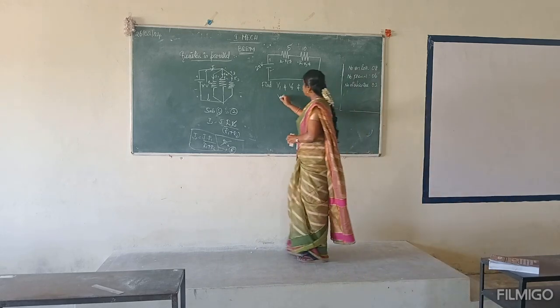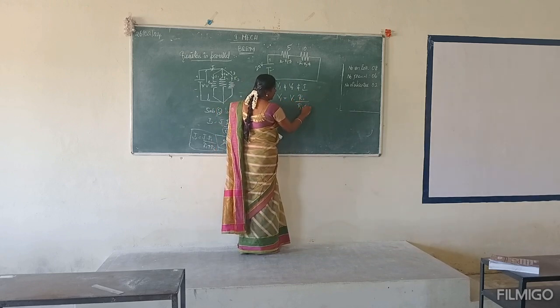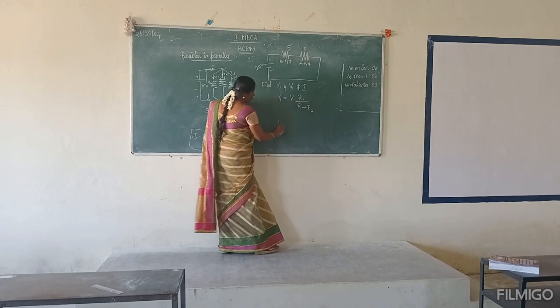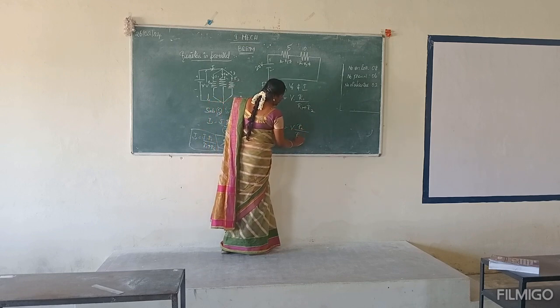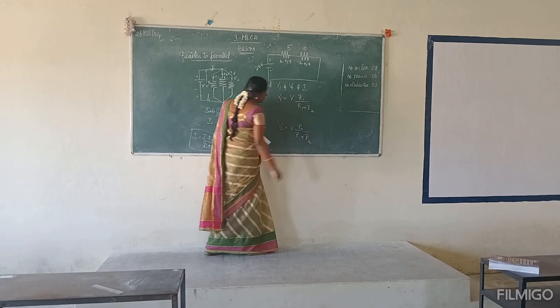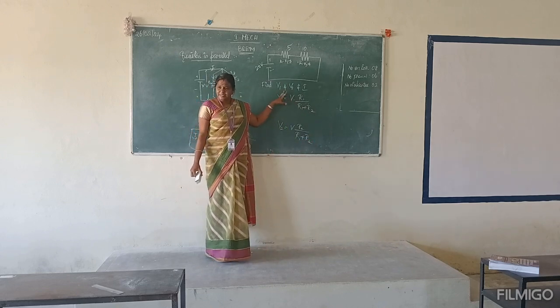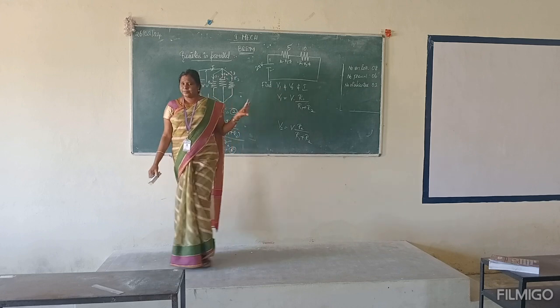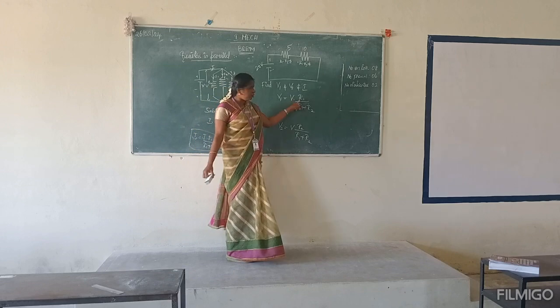Voltage divider rule says V1 is equal to total voltage into R1 divided by R1 plus R2. V2 is total voltage into R2 divided by R1 plus R2. You know the values of R1, R2 and all values we have. Just substitute.